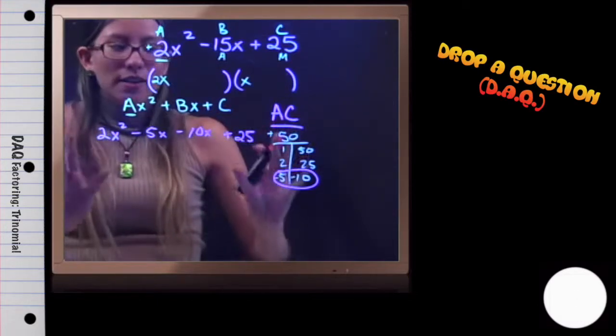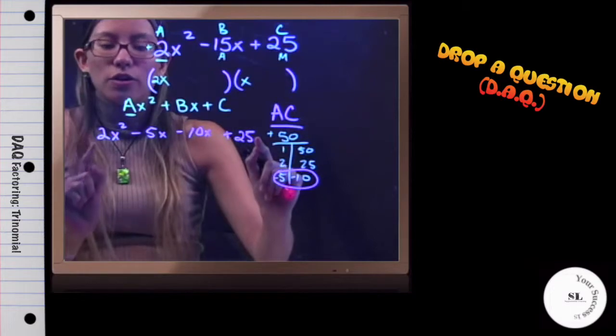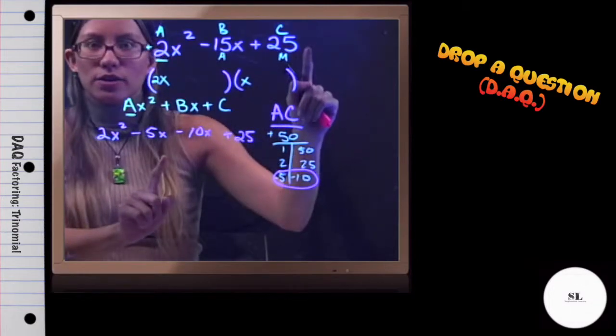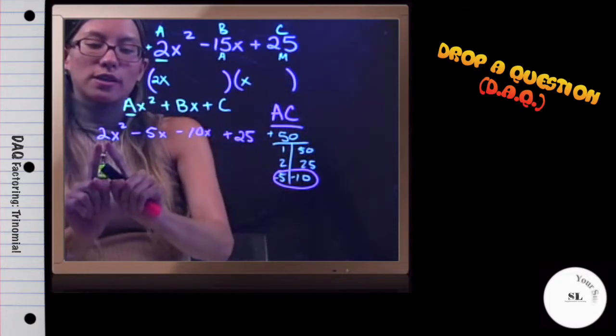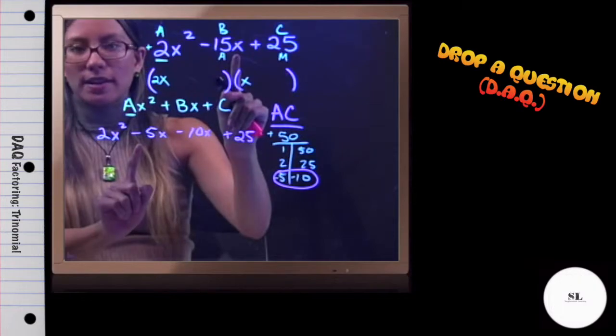So hopefully you guys are following along. If you're not sure whether you're doing this right or wrong, you can always combine like terms and get back to the original. So 2x squared, if I combine negative 5 and negative 10, it should give me back negative 15.